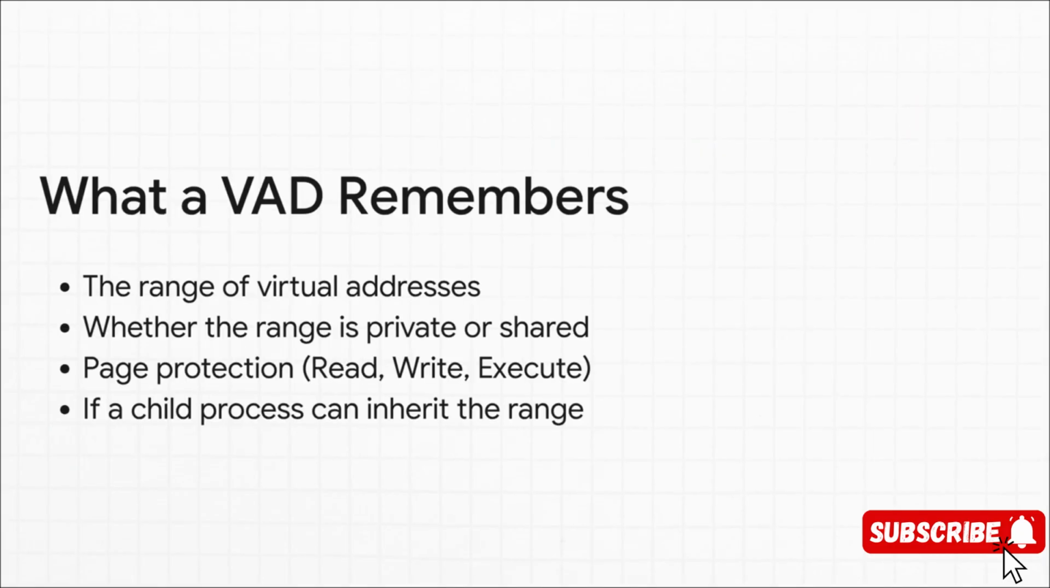And each VAD is just packed with crucial information. It knows the start and end of the address range it covers. It knows if the memory is private to that process or if it's shared, like a common system DLL. And critically, it stores the protection rules. Can this memory be read from, written to, or executed as code? This VAD tree is the kernel's absolute source of truth for managing all of this.